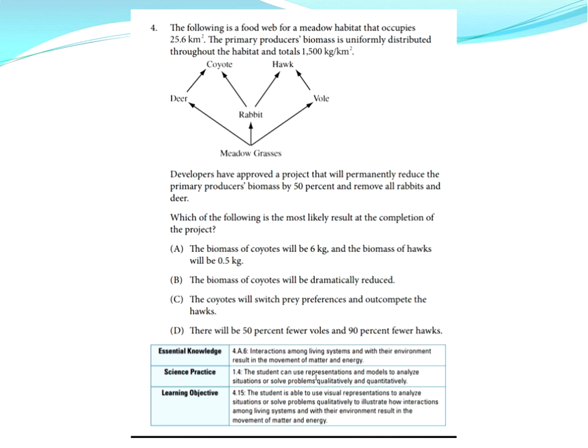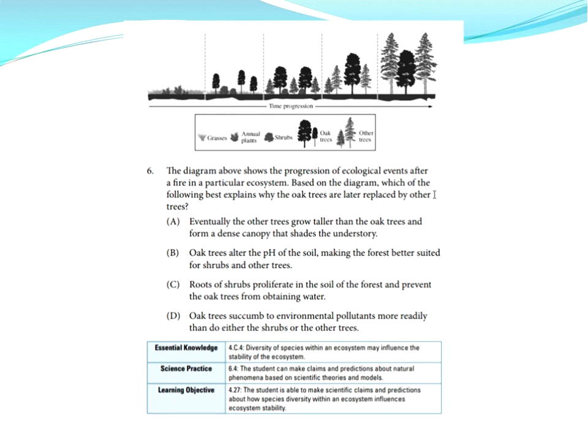As far as coyotes switching prey preferences and outcompeting the hawks, again, there's not enough information for us to know that would happen for sure. Obviously, the coyotes are going to have to find either a different ecosystem to go to or a different food source, but we don't know exactly what that would be. So the most logical answer here is that the biomass of the coyotes will be dramatically reduced. Excellent job on that. All right, let's go to the next one.